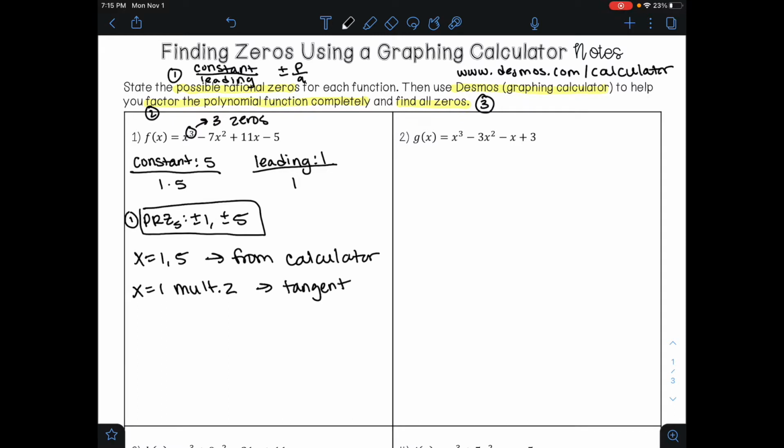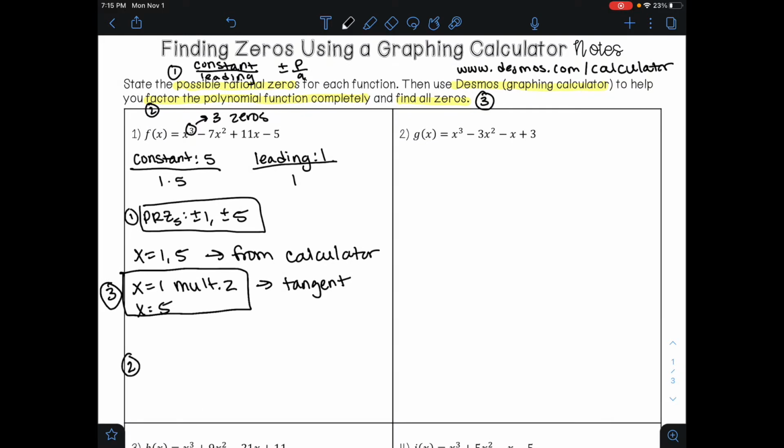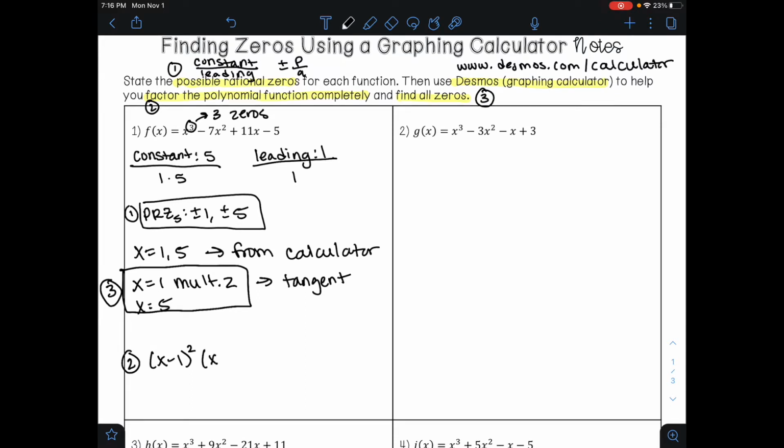And then x equals 5 happens once. So those are 3 zeros. That's the third thing they wanted. We also want the factors. So the factors, well, if 1 is a 0, then x minus 1 is a factor. It has a multiplicity of 2, so that happens twice. And then if 5 is a 0, then x minus 5 is a factor. And so those are your factors.